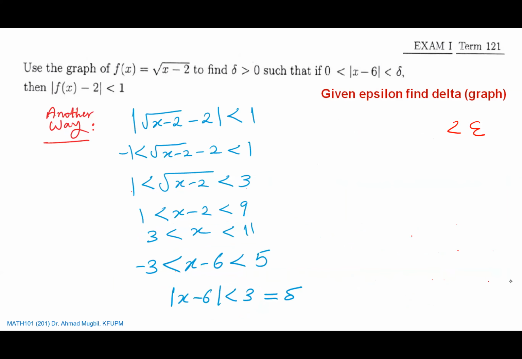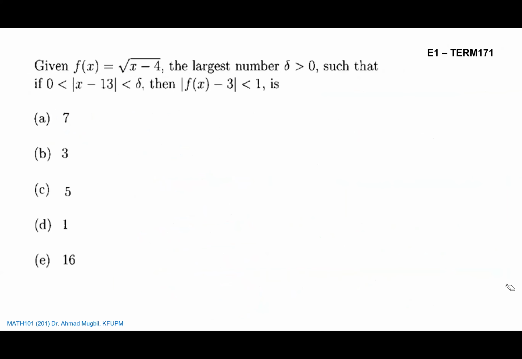This is what we had. Let's have another example here. Is it the same or different? It is a different one. x minus 4 here. Epsilon is given, L, and this is A. The same way, the solution is here, guys, with details.